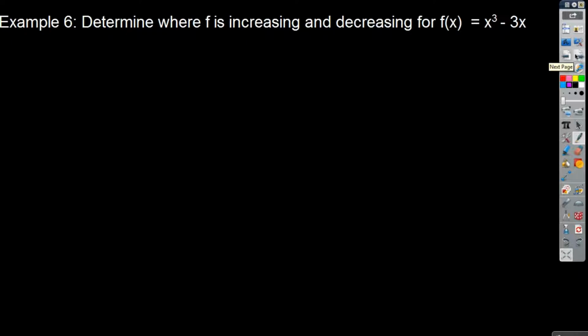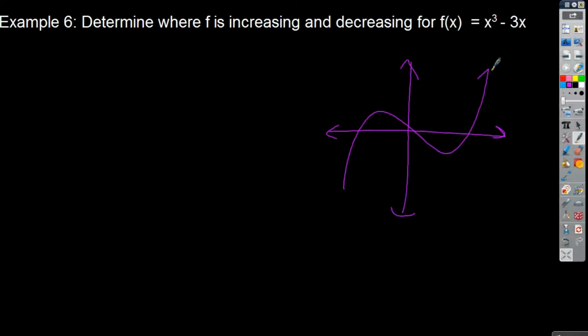Example 6, we want to determine where f is increasing and decreasing for this function here. Now we have a cubic function. This is going to be a little bit more interesting. I don't exactly know what it looks like, but cubic functions can look something like this. I don't know exactly where those points are. I'm just drawing a quick sketch because that's what a cubic function could look like. It might be increasing everywhere, but it's probably not. That would be a boring problem, and I don't think that we would use something like that in this example. It could be, but this is my idea.